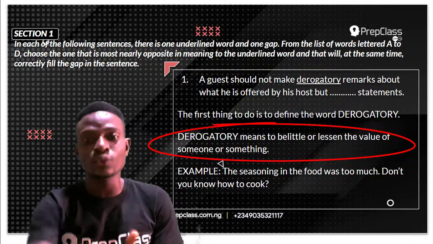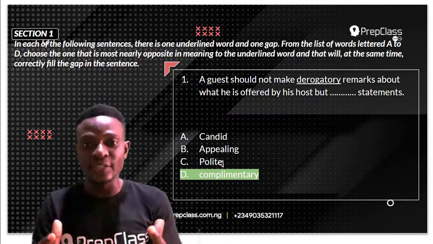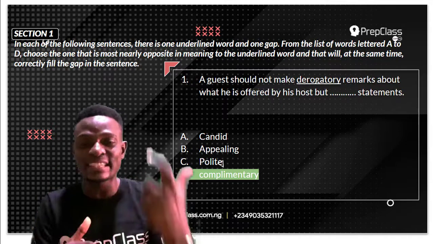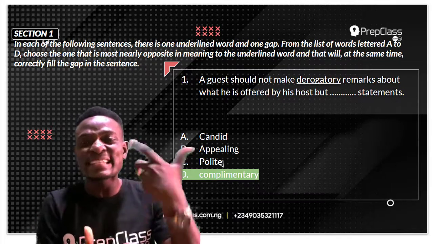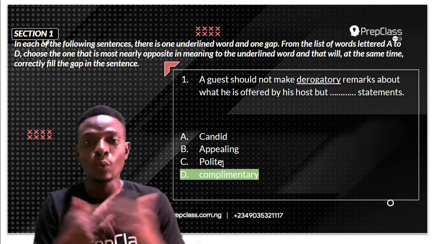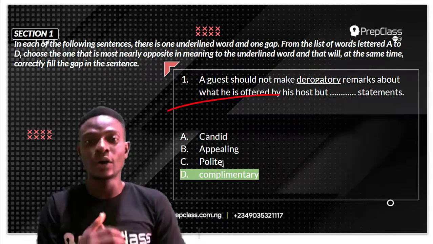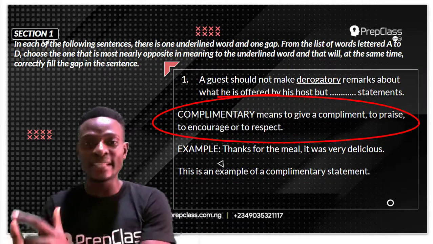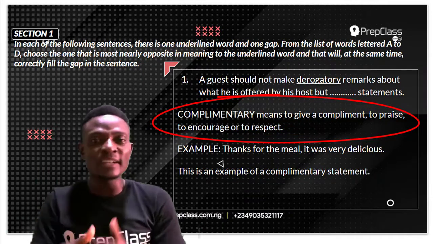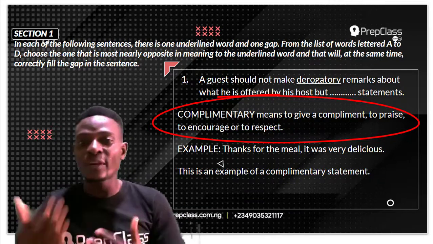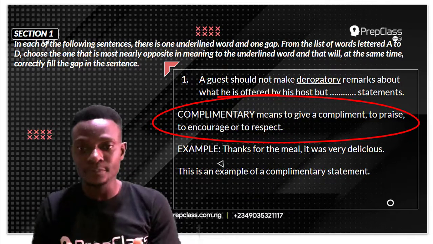So the answer to this question is complimentary. If you're not making derogatory remarks about someone, if you're not making statements that will belittle or lessen the value of someone, you are making complimentary statements. What is the meaning of the word complimentary? Now, the word complimentary means to give a compliment or to praise. The word complimentary means to give a compliment or to praise, to encourage or to respect.